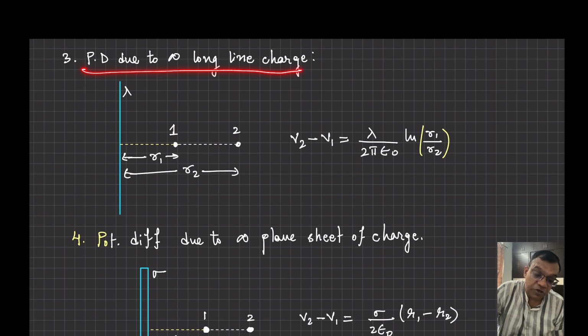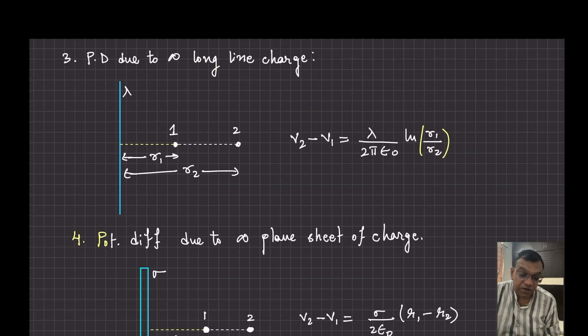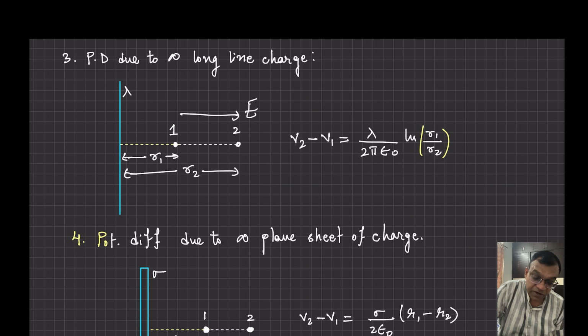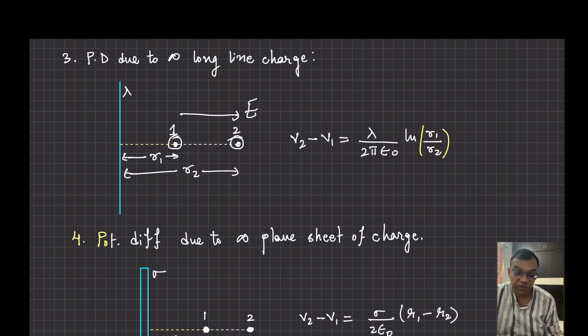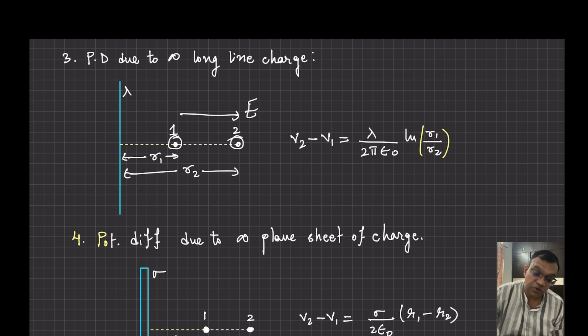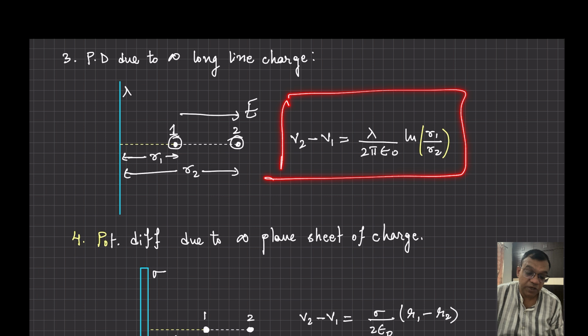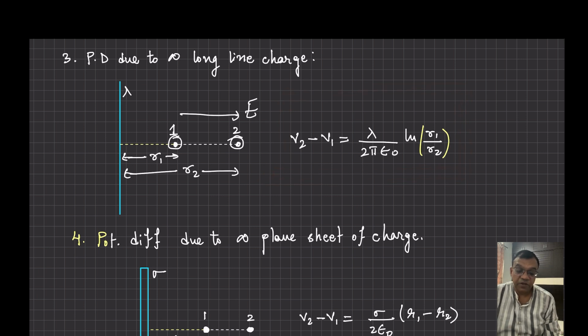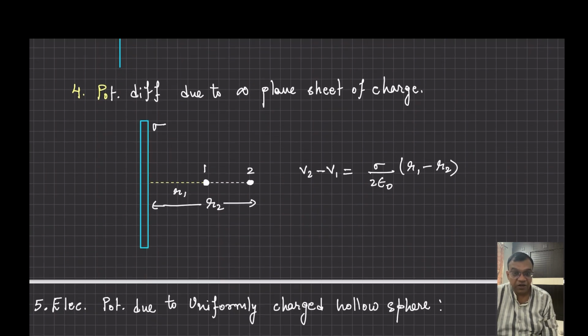Then due to an infinite long charge, what is the potential difference between two points 1 and 2? If this is a positively charged wire, the electric field will be in this direction. So the electric field points from higher potential to lower potential, so V1 is going to be more. So you can write V1 minus V2 equal to lambda upon 2 pi epsilon naught ln R2 by R1, or V2 minus V1 equal to lambda upon 2 pi epsilon naught ln R2 by R1. This is the expression for the potential difference between two points due to an infinite line charge.